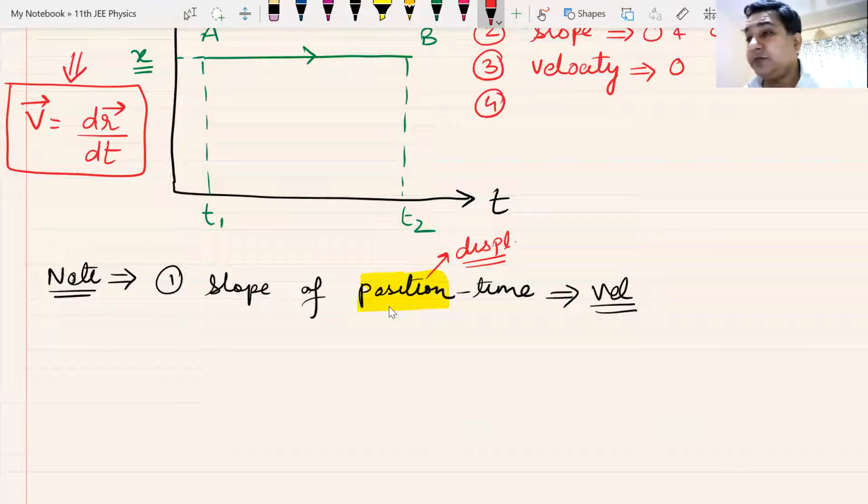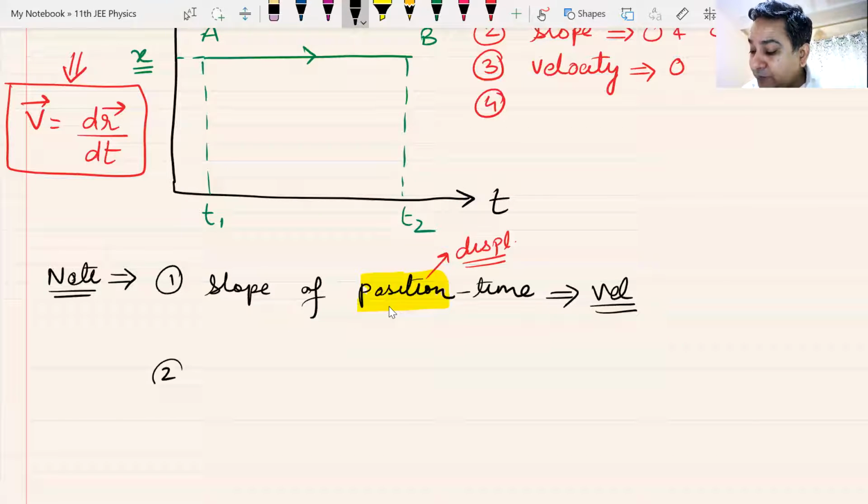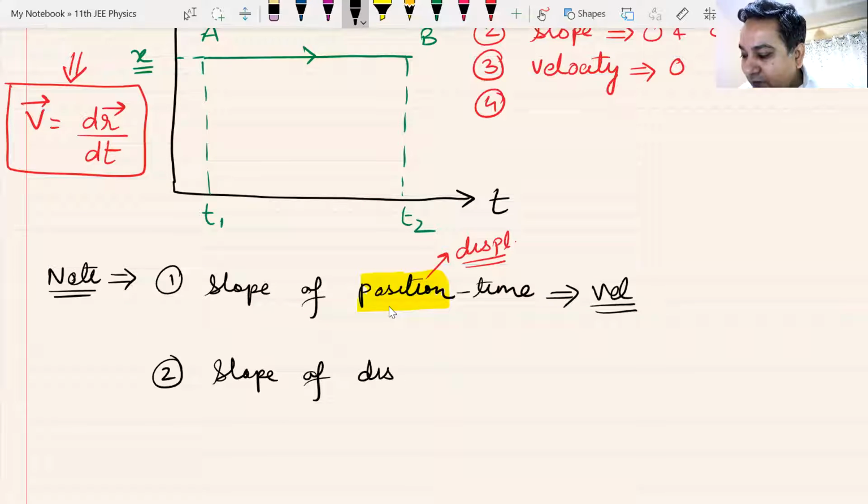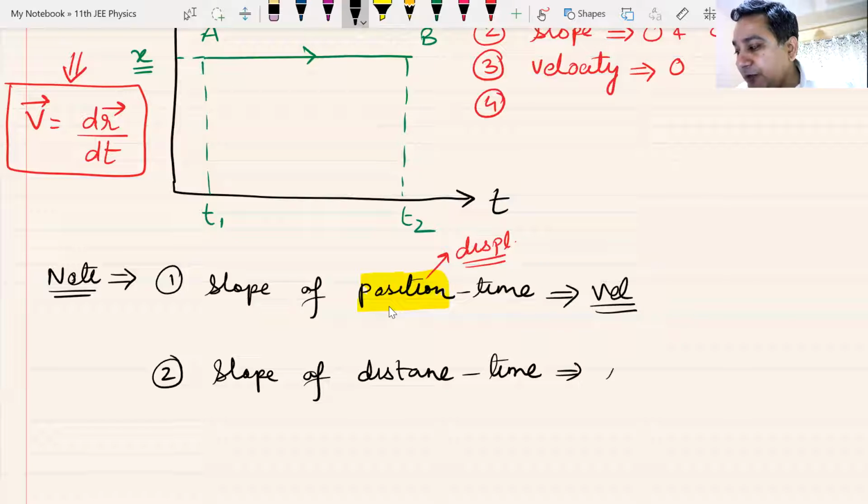So the slope of position time graph gives me velocity. Point number two, if you ever have a distance time graph, slope of distance time graph will give me speed. These are the 2 points that I wanted you to note.